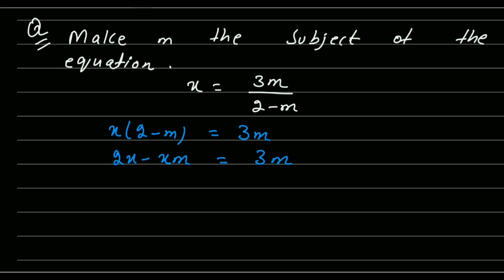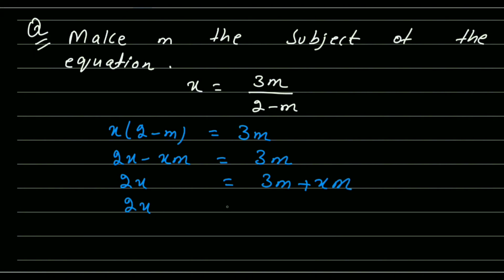So now I will combine all the terms that contain m. As I told you, the variable that we are going to make the subject, we will keep it positive. As you can see, this is negative and it contains m, so we have to make it positive. This is already positive, so xm will go there, because we have to make positive all those terms that contain the variable that we are going to make the subject. 2x will remain here, 3m plus xm.